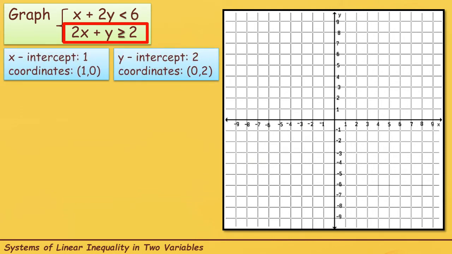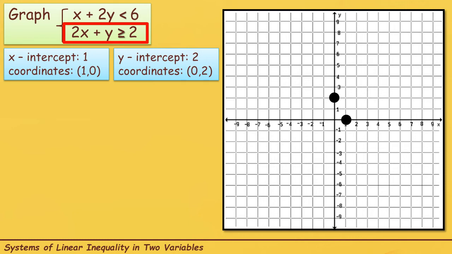Ang susunod nating gagawin ay i-plot ang ating x at y-intercept. Unahin natin si x-intercept. Ang coordinates ng x-intercept ay (1, 0). This is (1, 0). Next is our y-intercept. The coordinates of the y-intercept is (0, 2). This is (0, 2). Okay, so dahil na-plot na natin ang ating x at y-intercept, we will now connect them.